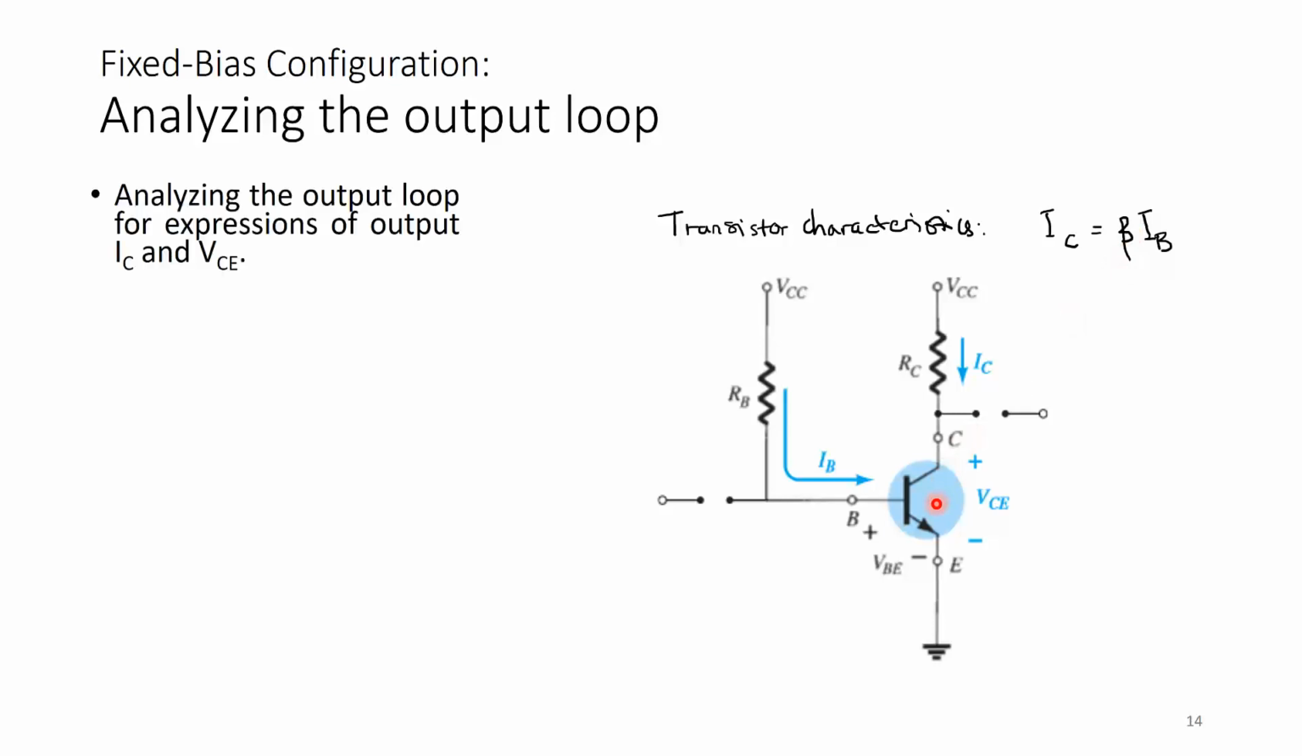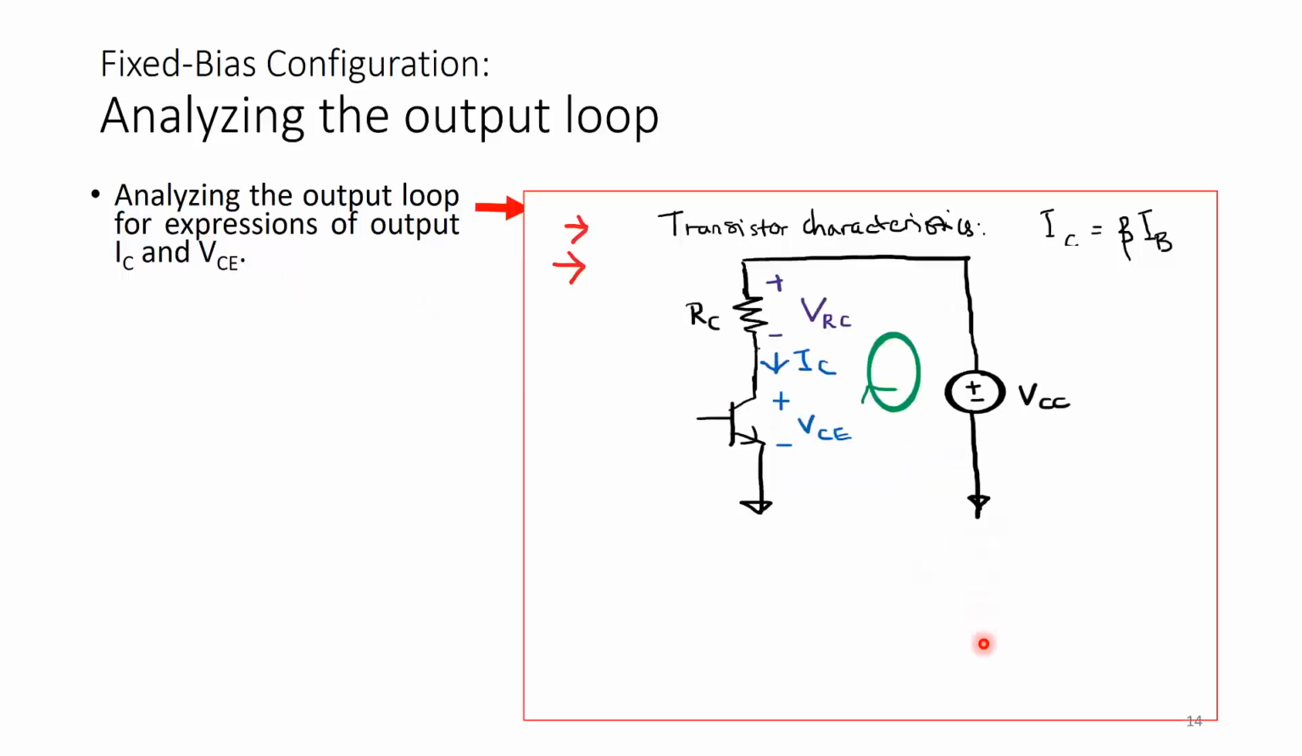Okay, now let's analyze the output loop, and the output consists of IC and VCE. So we will analyze the output loop to get expressions of output IC and VCE. I'm going to redraw this with VCC, RC, and VCE like this. Okay, this is RC, and VCE and VCC.